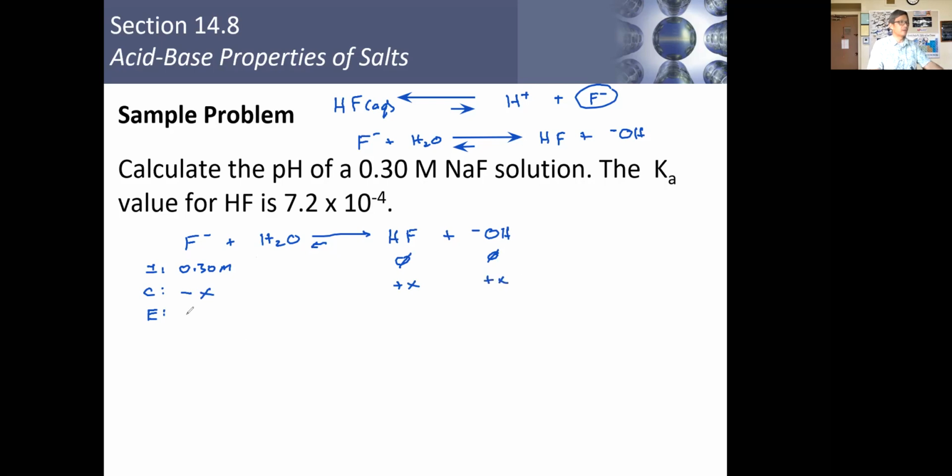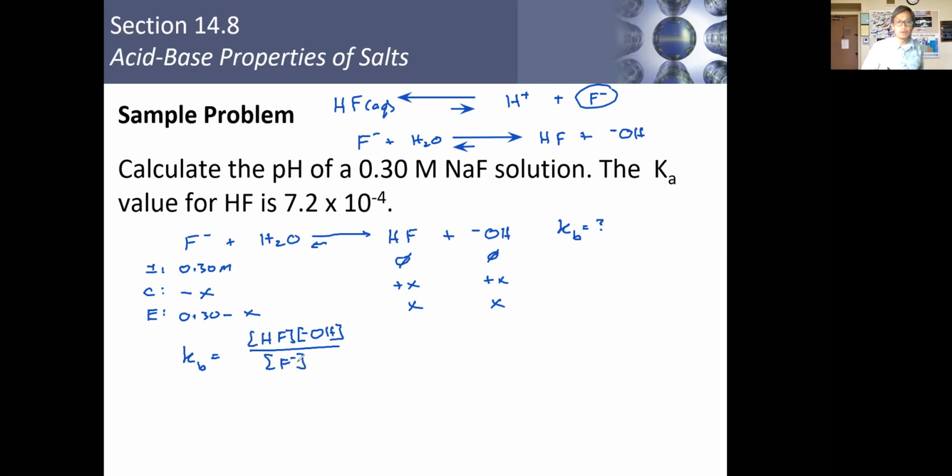Okay, and so therefore we're going to have 0.30 minus X, and X here. All right, so the law of mass action for this equilibrium is going to be, remember, this is a base, so we need Kb for this reaction. So Kb is going to be equal to the concentration of HF times the concentration of OH minus, all over the concentration of F minus at equilibrium. We don't worry about the concentration of water, that's pure water.